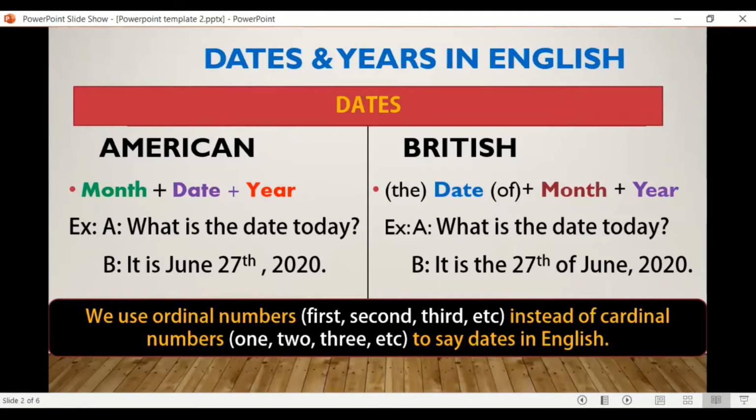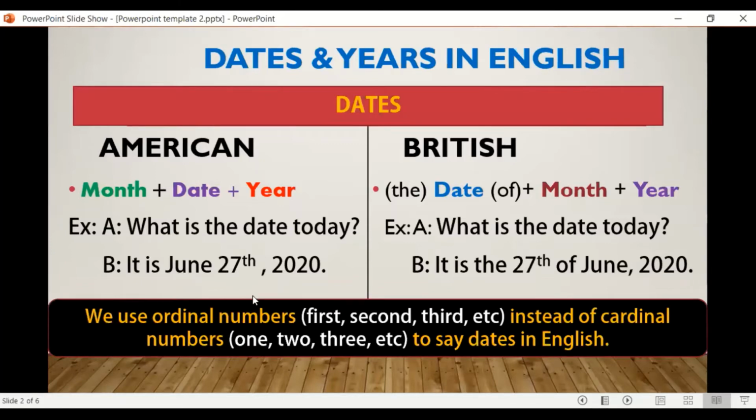All right, for example, if someone asks you what's the date today, now you could respond, it's June 27th. I'm sorry, today is 28th, so you said it's June 28th 2020. See, that's American way of saying it. June, month comes first, 27th, that's date, and then 2020.